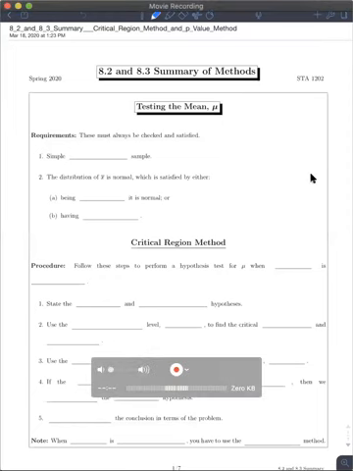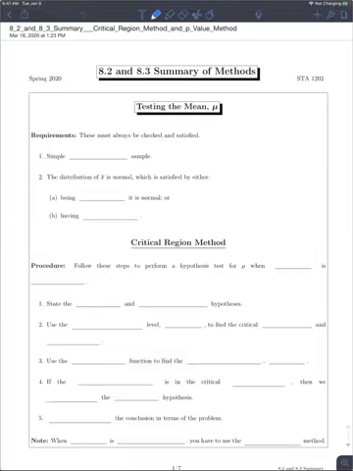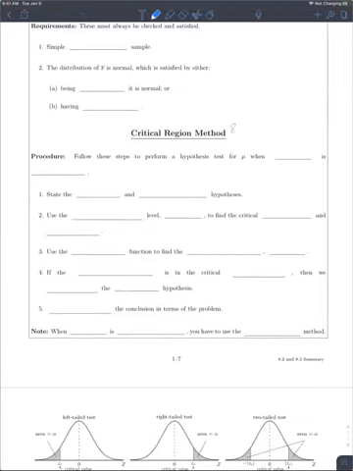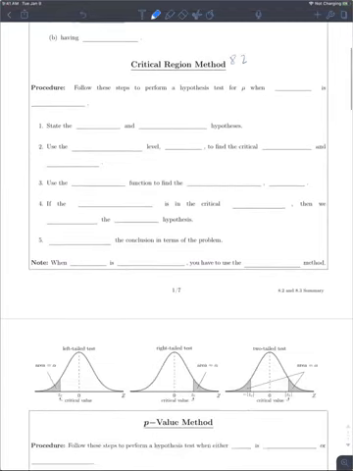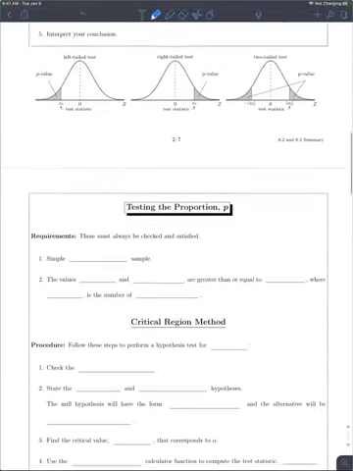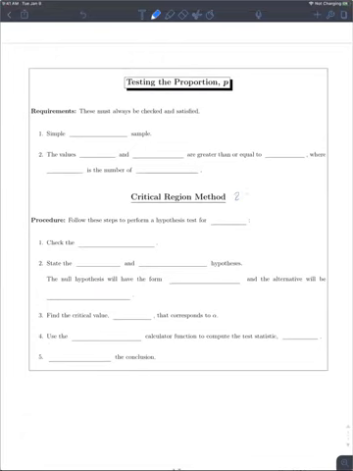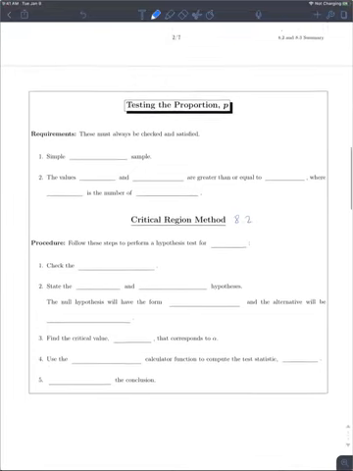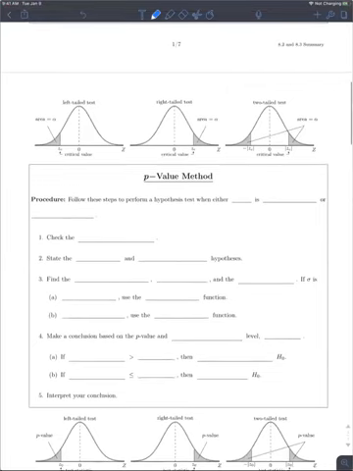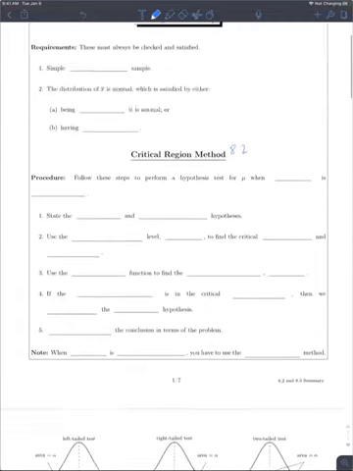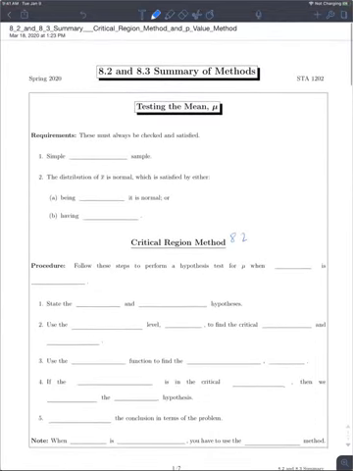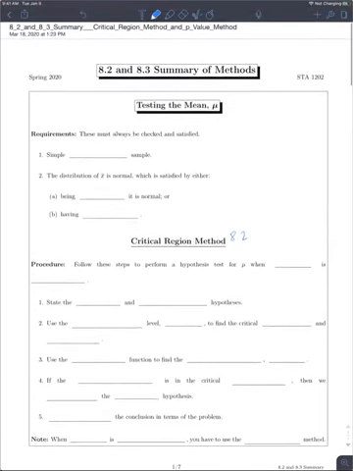Okay, so all we're really doing today is talking about what we have done for the last 2 weeks, essentially. We started out by testing a mean mu using the critical region method, which was section 8.2. Then we did the same thing for proportions, the critical region method for proportions in 8.2. Then we moved on to the p-value method, which was 8.3. I'm just going to wrap it all up and bring it all together, and at the very end there are some practice problems that we're going to start.